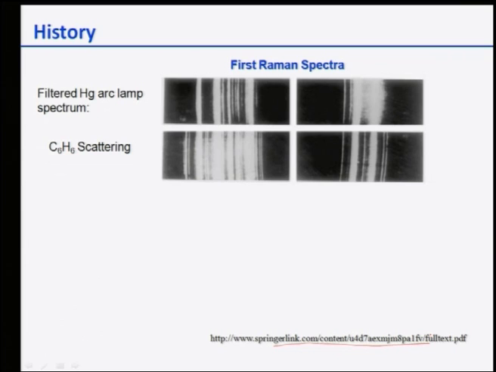Well, to show you how the first Raman spectra looked, this is taken from a paper published long back. You can see this is the Raman fluorescent spectrum obtained from a mercury arc lamp, and this one is from benzene, C6H6. There are distinct bands you can see on the photographic plates, and these bands are related to inelastic scattering of the molecule. Let us look into the theory in detail. That will tell you how Raman scattering happens and how it can be utilized.